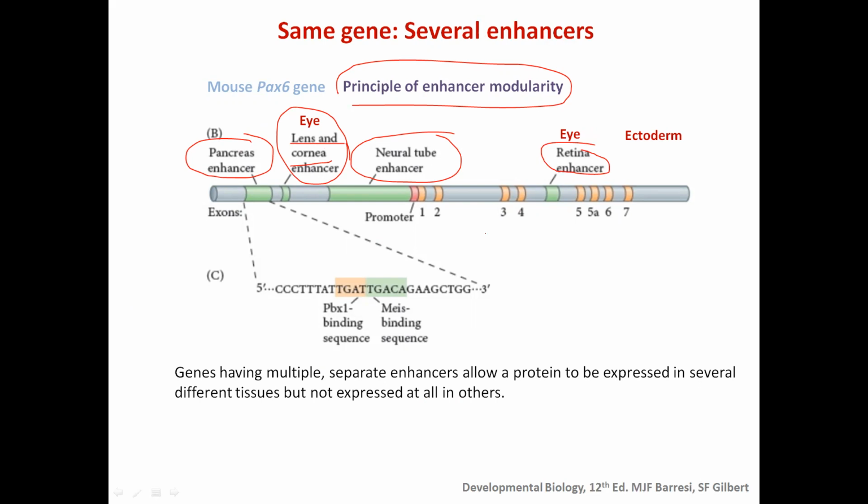So this Pax6 gene has a pancreas-specific enhancer, lens and cornea specific enhancer, neural tube specific enhancer, and retina specific enhancer. These enhancers regulate specific tissues because of the looping of the chromosome, which is only possible because of the transcription factor that is bringing the enhancers close to the promoters. So the genes having multiple separate enhancers allow a protein to be expressed in several different tissues, but not expressed at all in others.